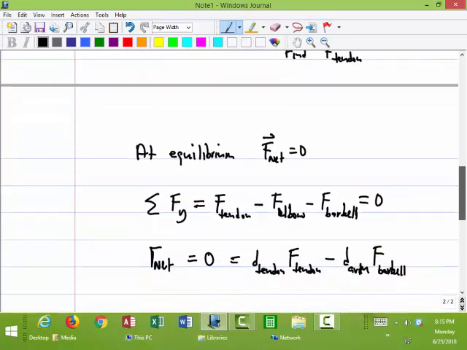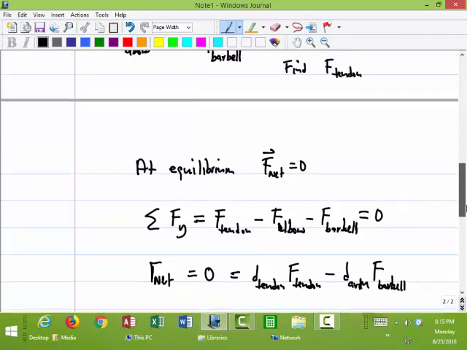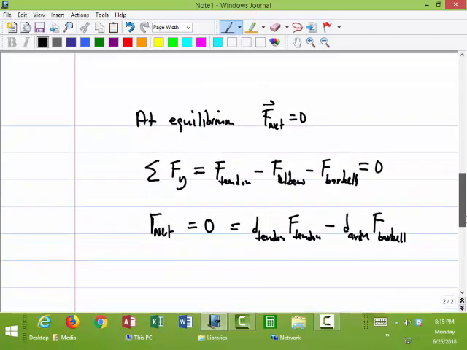So we've already established our convention. We know that the clockwise torque is the negative torque and the counterclockwise torque is the positive torque.